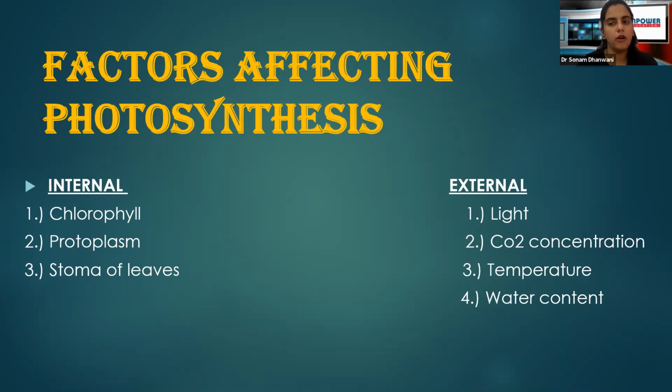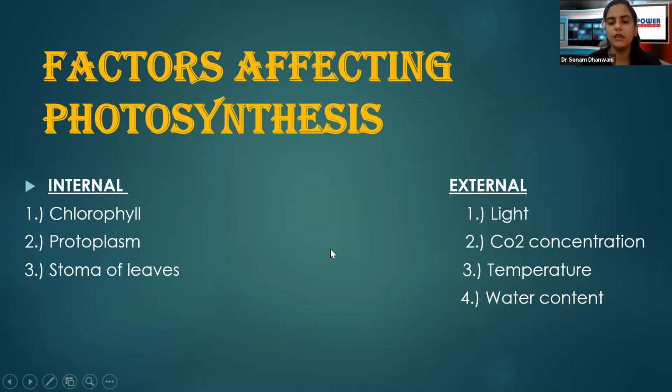And next is the stoma of leaves. Now we have seen how these stoma of leaves allow the carbon dioxide to pass through them, and then further on the photosynthesis process continues. So the more the stoma, the more the carbon dioxide entering the leaf, and faster will be the process of photosynthesis, right? So this is how somewhere or the other these 2-3 small factors are going to affect the rate of photosynthesis. Now going to the external factors.